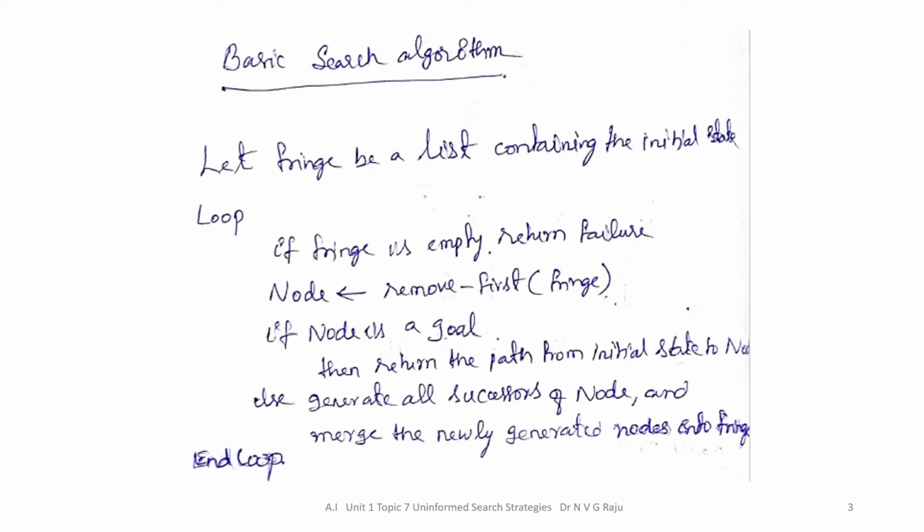Else, generate all successors of the node. In our Romanian example, Arad is not a goal state, so we generate three successors. They are Sibiu, Timisoara and Zerind. Merge all the newly generated nodes into the fringe. Continue this process until we get the goal state. We are going to use the basic search algorithm in breadth first search and depth first search algorithms.